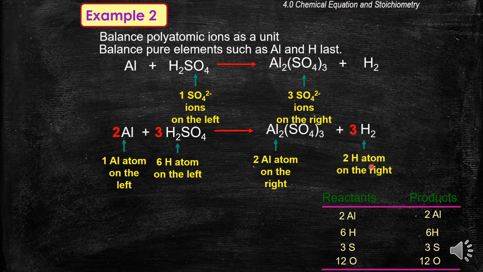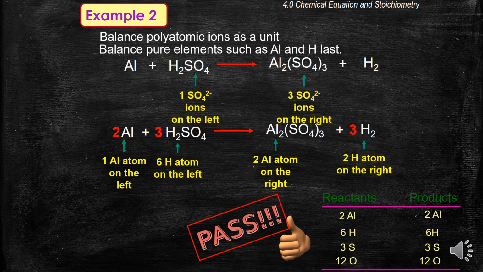As a final check, we can draw up a balance sheet for the reactants and products, which indicates the number of atoms of each element. So here, all elements on both sides are the same.